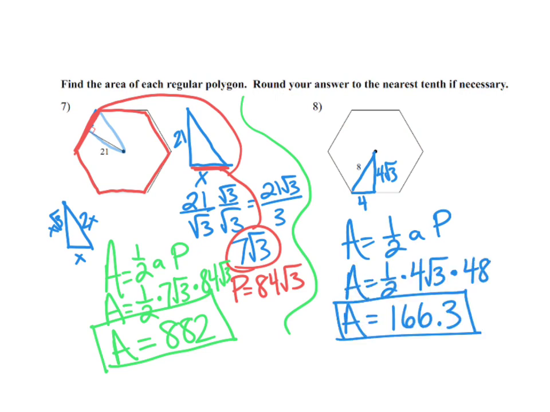All right, so here's what I ended up with. I put in the 4 root 3 for the A, for the apothem. The perimeter I ended up at 48. This is 4. The whole thing is 8. All the way around would then be 48 because there's 6 sides. When you multiply that all out, I kind of just do it all in one shot in my calculator and then round the answer there to 0.3.